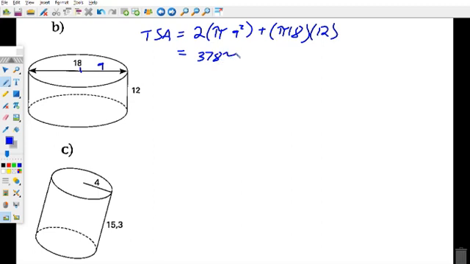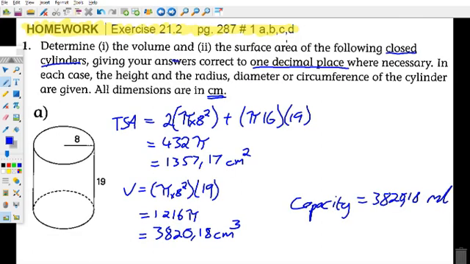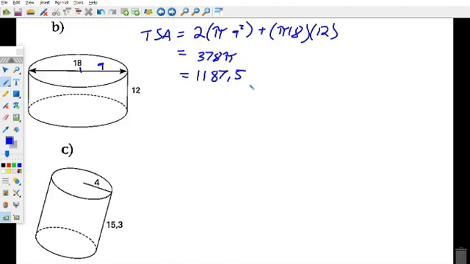378 pi, which is equal to 1187.5. How many decimal places do they want? They wanted 1 decimal place. Oh, 1 decimal place. Look here, I made a boo-boo. 3820.2 centimeters cubed. Okay, so there, centimeters squared, because squared is an area. Okay, it's an area here.